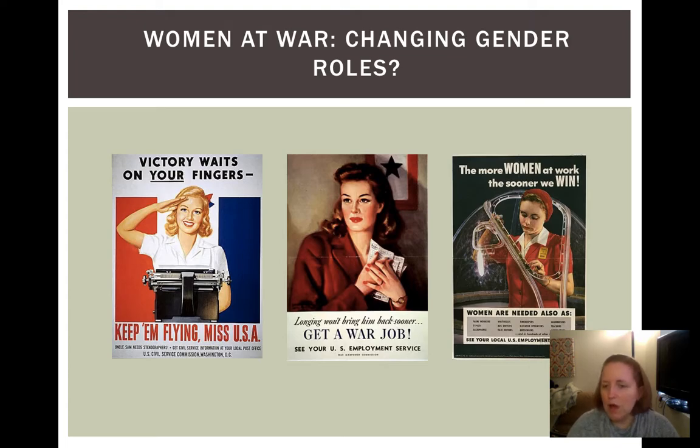So we have some concrete changes, definitely, during World War II in the roles of women, but it's not clear whether these changes are going to be lasting. And one of the things that you notice about these posters is that they all depict women's work as solely part of the war effort. Victory waits on your fingers. Get a war job. The more women at work, the sooner we will win. All of these imply that women working is a temporary emergency measure. None of them talk about work as something that might benefit women themselves.